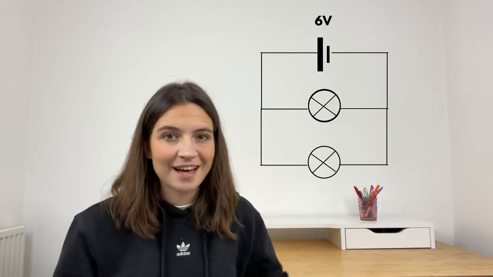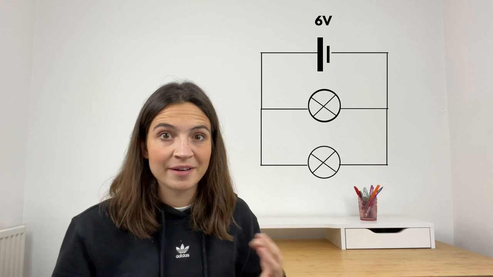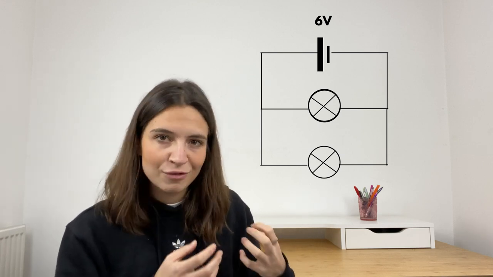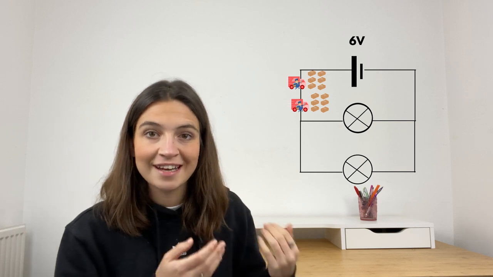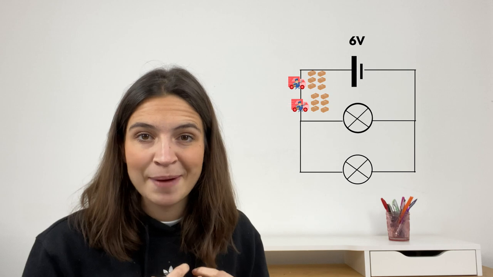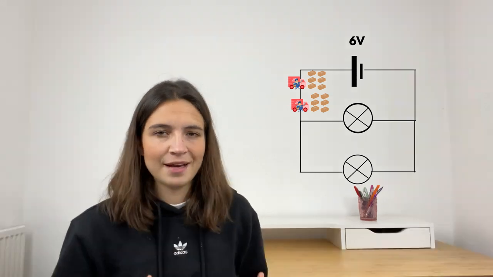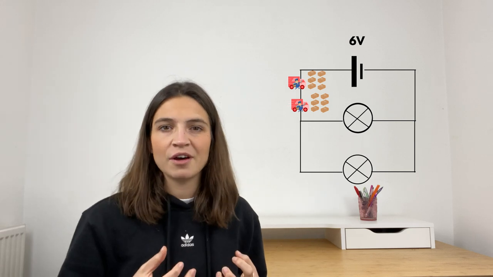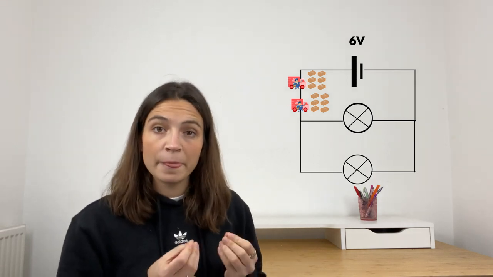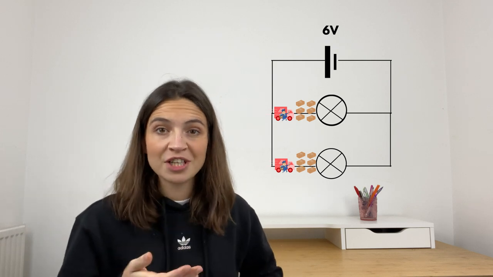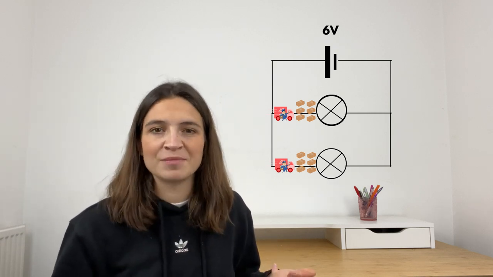In order to answer that, let's consider our postmen. So we're going to think about 2 postmen coming out the post office and arriving at this junction here. Remember, both of the postmen have 6 packages each to deliver. Now, from our previous videos on current, we should know that at this junction, the postmen split. One postman goes along the top branch and one postman goes along the bottom branch.